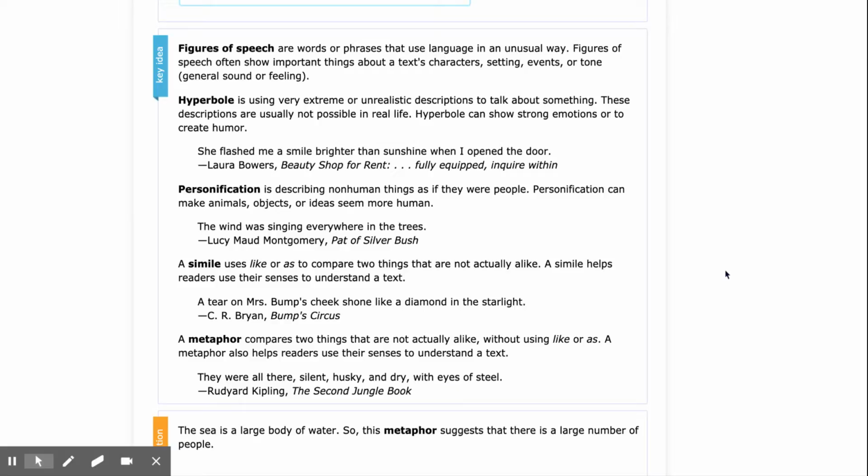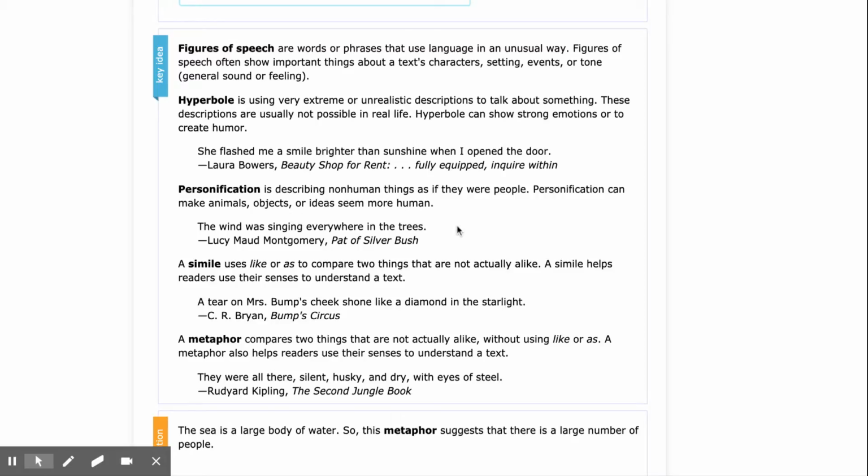Hyperbole is using very extreme or unrealistic descriptions to talk about something. These descriptions are usually not possible in real life. Hyperbole can show strong emotions or create humor. Here's an example. She flashed me a smile brighter than sunshine when I opened the door.